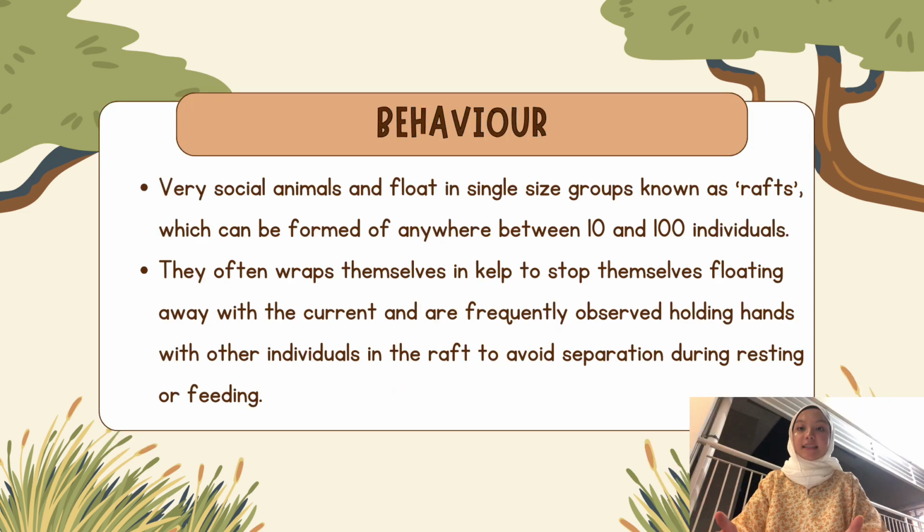Okay, next, the behavior of the sea otter. So basically, sea otter is a very social animal, and they can float in single sex groups known as rafts, which can be formed of anywhere between 10 to 100 individuals. They often wrap themselves in kelp to stop themselves floating away with the current, and are frequently observed holding hands with other individuals in the raft to avoid separation during resting or feeding.